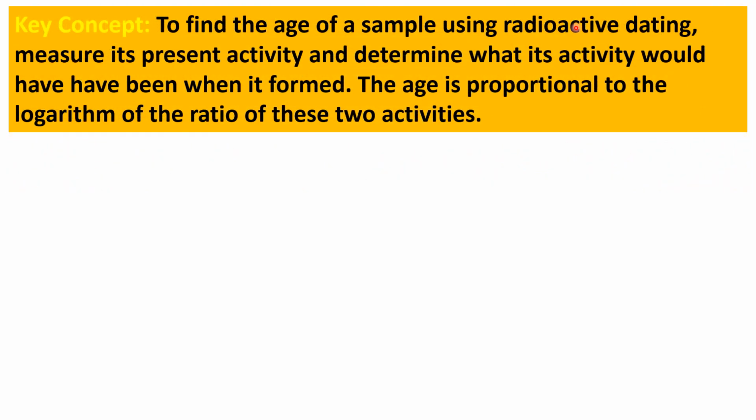All right, the key concept that we will apply here is to find the age of a sample using radioactive dating. We have to measure its present activity and then determine what its activity would have been when it was formed. The age is proportional to the logarithm of the ratio of these two activities.